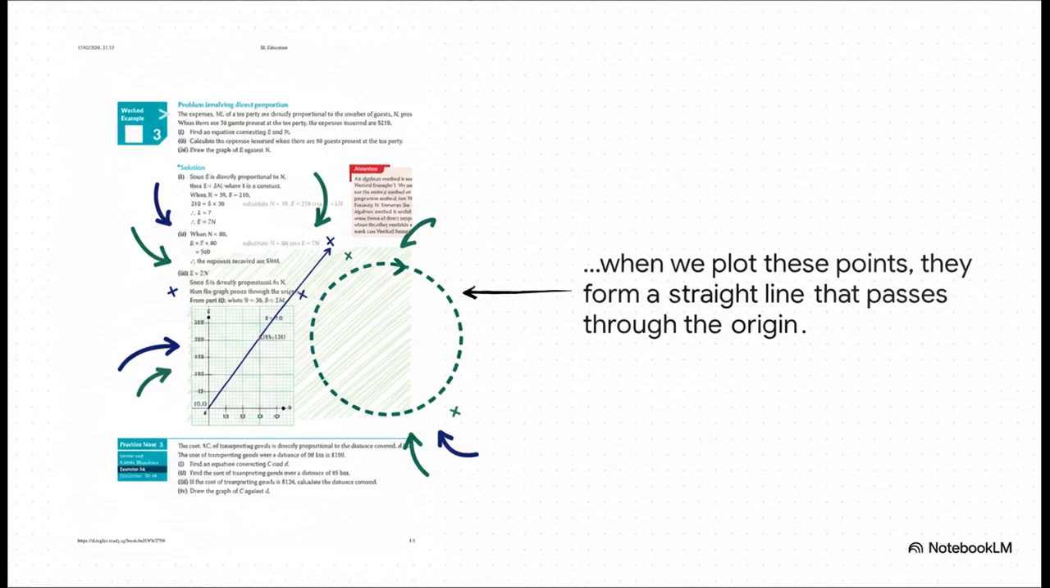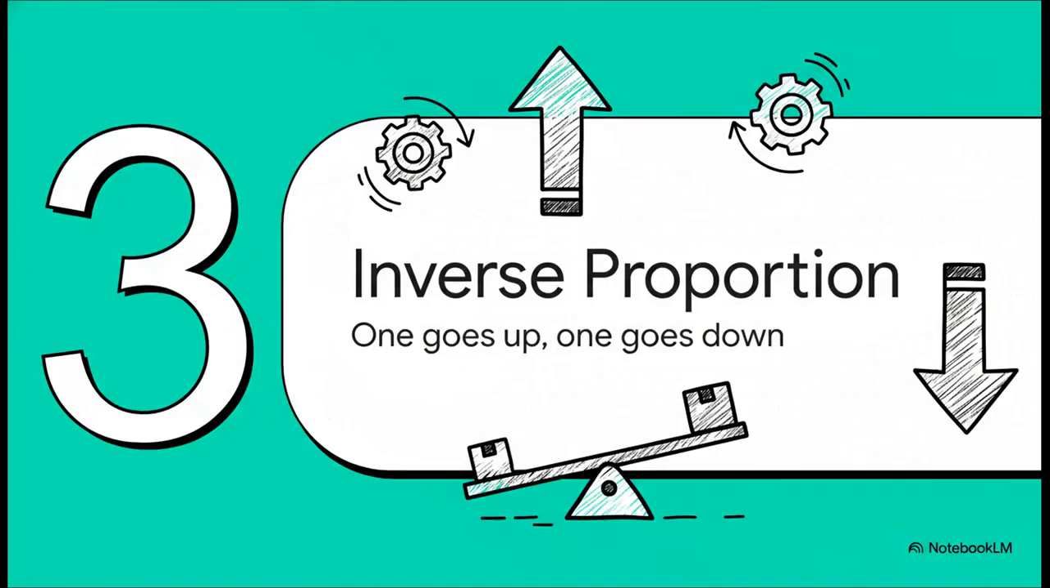And that makes perfect sense, right? 0 days overdue means a 0-cent fine. Excellent. Now that we've totally mastered direct proportion, let's explore its opposite, inverse proportion.